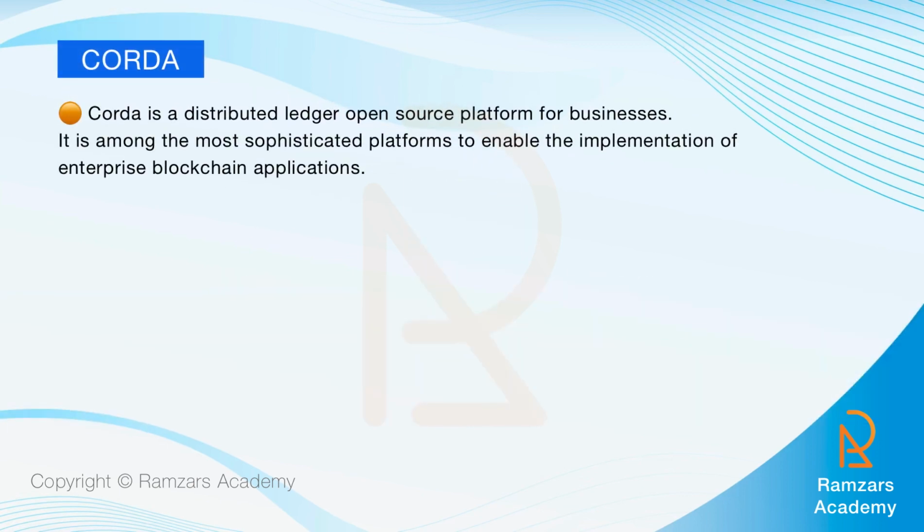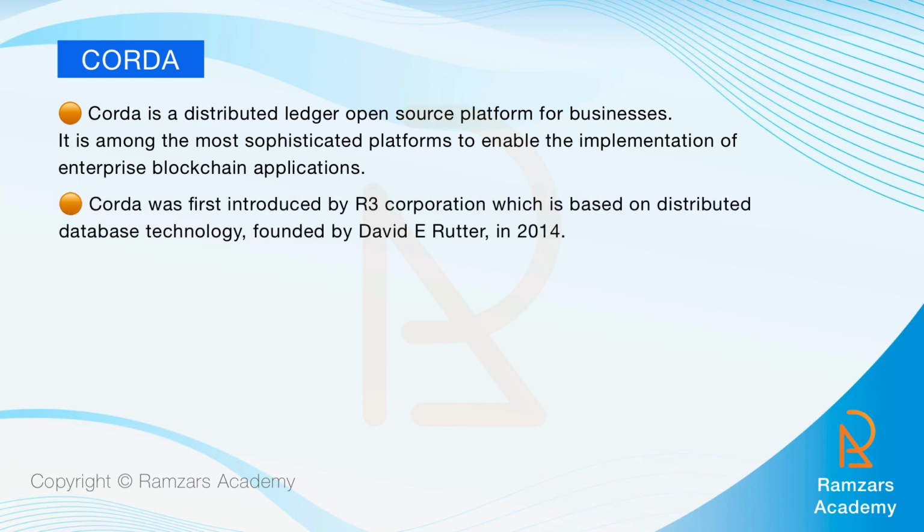Now coming to Corda. It is a distributed ledger platform, open source in nature. It is heavily motivated by the traditional blockchain method and its benefits. Corda was first introduced by R3 Corporation, which is based on distributed database technology, founded by David Rutter in 2014. Just like Hyperledger, it provides you the freedom of developing your own blockchain solution with a traditional blockchain system for many financial setups. Corda platform is JVM based.